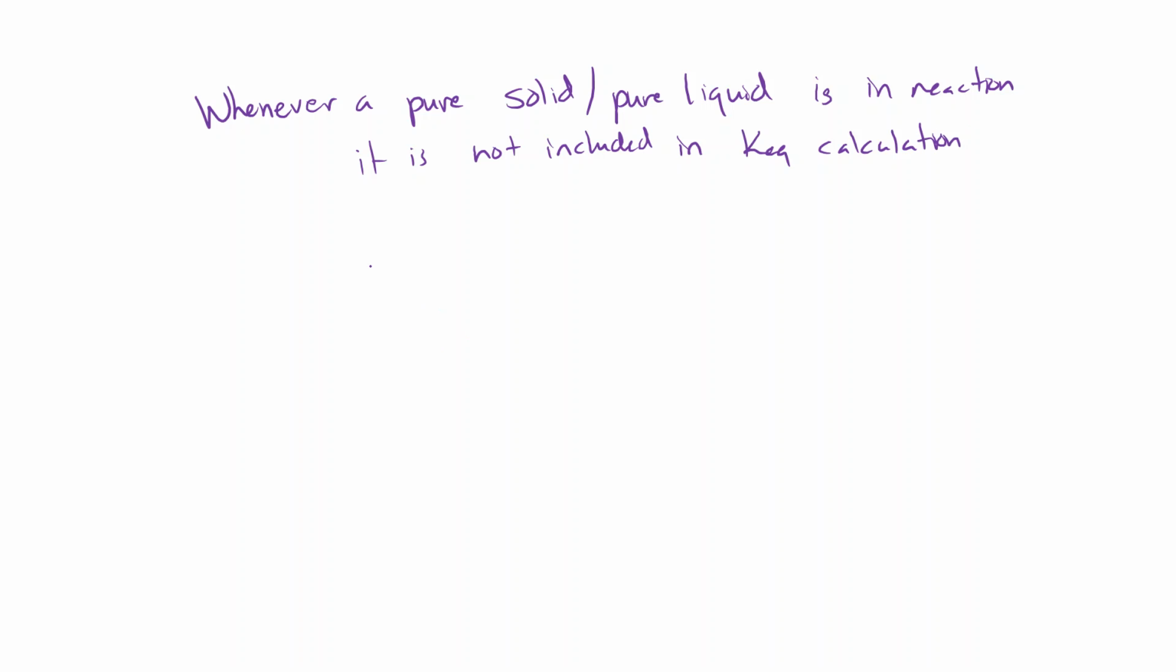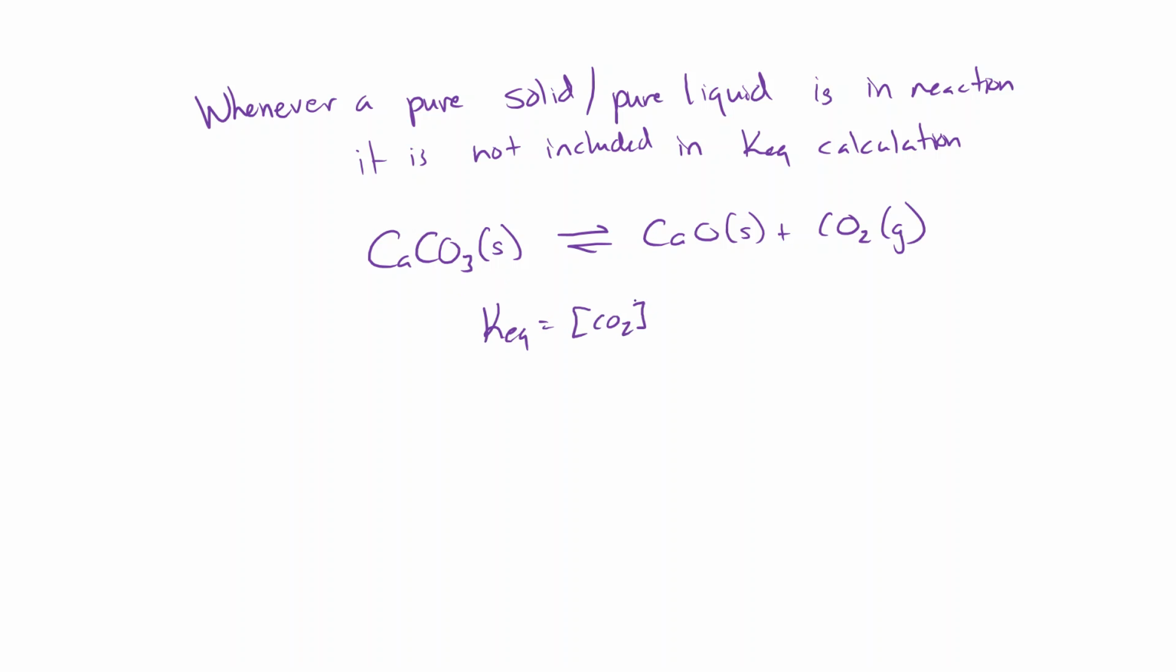What does that mean? Here's an example, right? So if we have calcium carbonate, it produces calcium oxide, which is a solid, plus CO2, which is a gas. The KEQ for this equals only the concentration of CO2, right? These two solids, because they're solids, we can't really talk about concentration. And the concentration of a solid isn't really going to change. We're just going to change how much of it we have. And so we don't consider those when we write out KEQ. So KEQ in this case would just be the concentration of CO2.